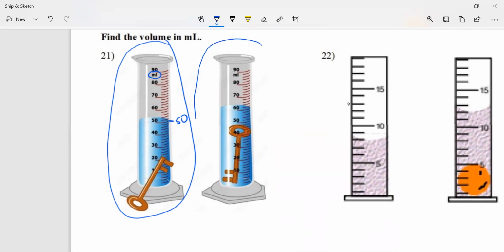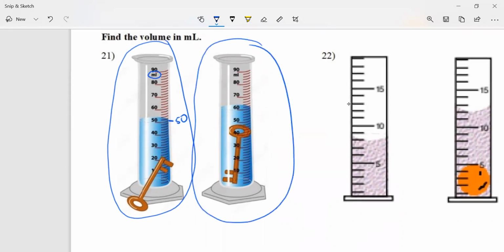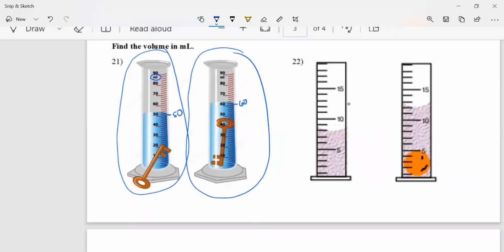In the second shape, it's the water with the key in it. And I see it got to 60 milliliters. So again, just the water itself was 50 milliliters. I put the key in there and it rose to 60. 60 milliliters is the water plus the key. The way I'm going to find out how much space the key occupied, I'm going to subtract those two numbers. 60 minus 50 happens to give me 10 milliliters.